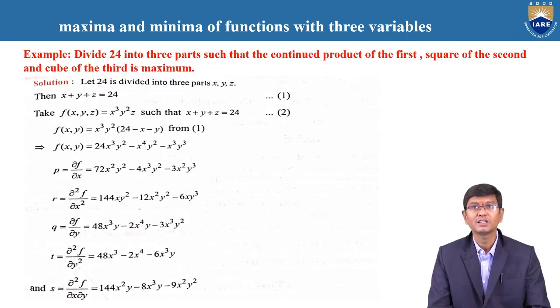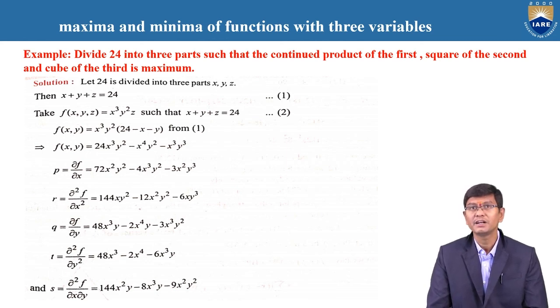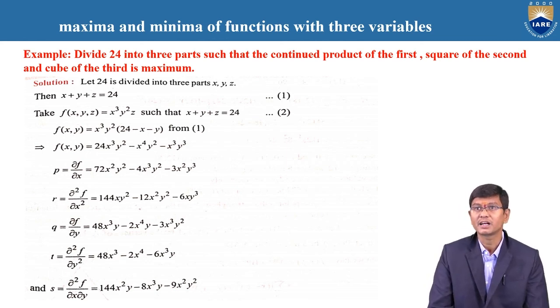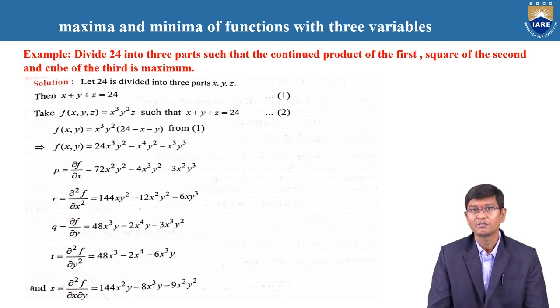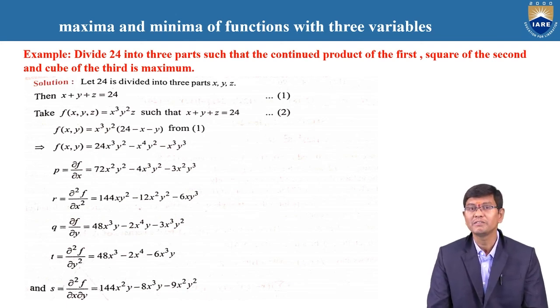Therefore, by conclusion of this one, here is another problem: divide 24 into 3 parts such that the continued product of the first, the square of the second and the cube of the third is a maximum. When we observe this problem, it involves the sum of the 3 parts. Consider x comma y comma z as the 3 parts, the sum is given as x plus y plus z is equal to 24.